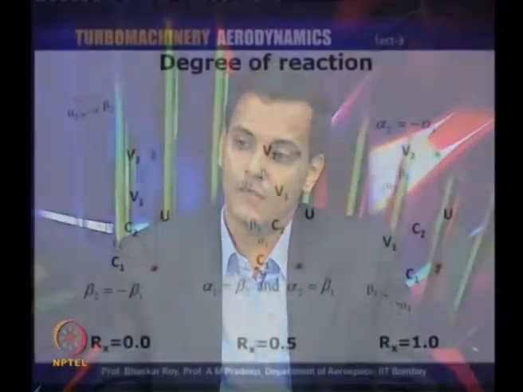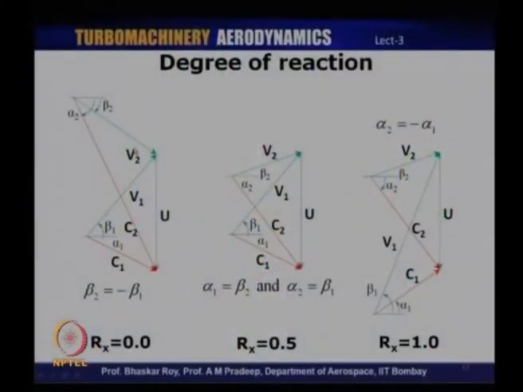So, if you now look at the velocity triangles corresponding to each of these three cases, one can see what is the difference between the velocity triangle as we change the degree of reaction from 0 all the way to 1. So, for a degree of reaction of 0, beta 1 was equal to minus beta 2. So, here we have the velocity triangle for this particular case. We have beta 1 and this is beta 2. So, beta 1 is equal to minus beta 2. You can see what happens to the velocity triangle in this case.